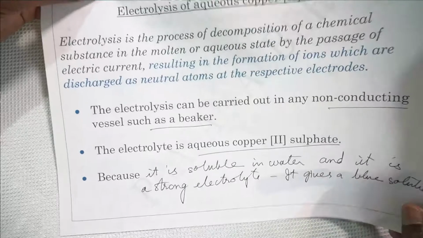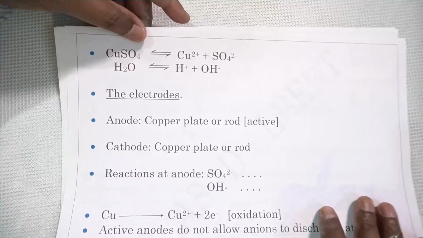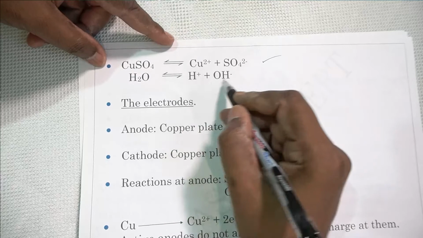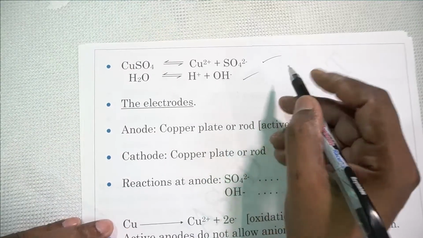Okay, now let's see the dissociation of the electrolyte. Copper sulfate splits to give copper ions and sulfate ions. Water also splits, giving hydrogen and hydroxyl ions.